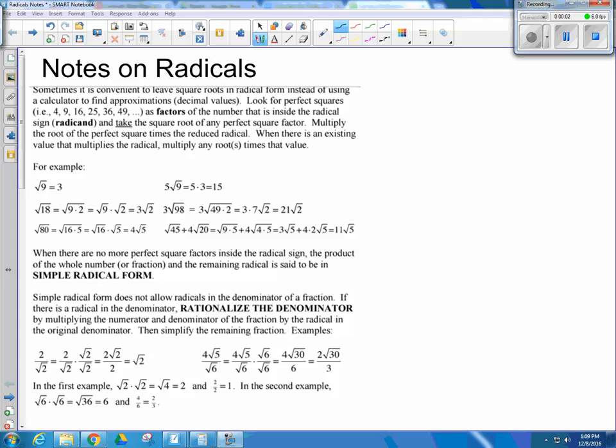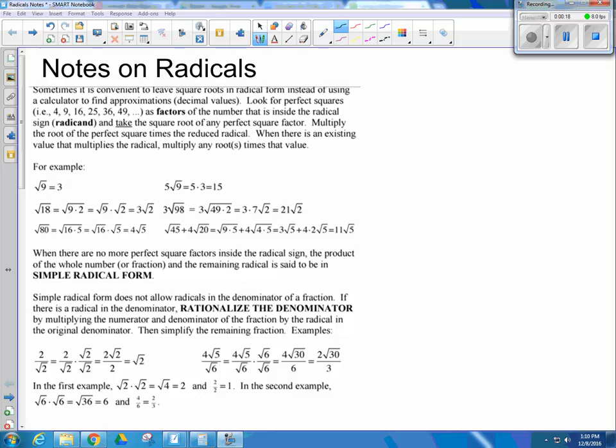All right, so we're going to take some notes on radicals. When you have an answer in the square root, if I ever ask you to leave it in exact form, say you're doing the Pythagorean theorem and you take the square root of a number, you just leave it as the square root.